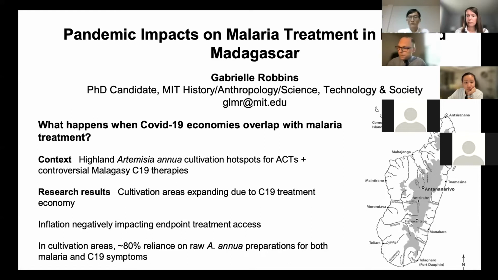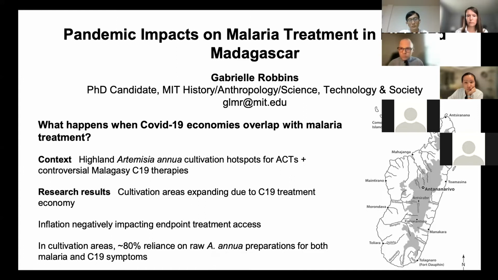Meanwhile, I have also tracked inflation impacts. The inflation rate since the pandemic started is something like 6.5%, which means that most families are spending much more proportionally on food and other livelihood goods than they did pre-pandemic, which is further constraining their access to endpoint medicines and treatments.